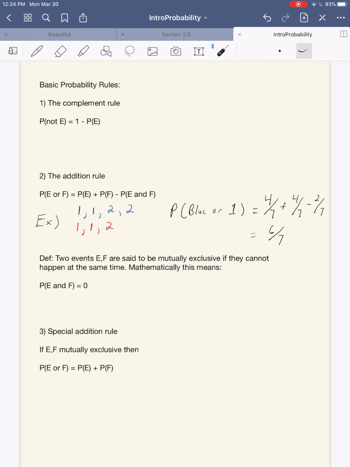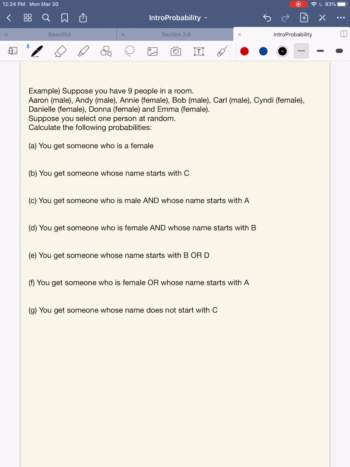All right, we've got these couple new rules and this new idea of mutually exclusive. Let's take a look at some more examples of trying to use these rules and just getting more comfortable calculating probabilities. All right. So in this example, we are going to go back to supposing we have a group of people in a room. So we have 9 people in a room. These people are Aaron, who is male, Andy, who's male, Annie, who is female, Bob, who is male, Carl, who is male, Cindy, who is female, Danielle, who is female, Donna, who is female, and Emma, who is female. And we're going to suppose you select one person at random. So we're just going to get comfortable calculating some of these probabilities.